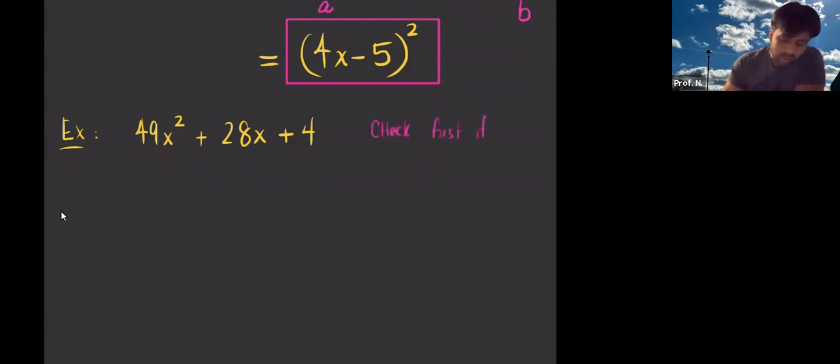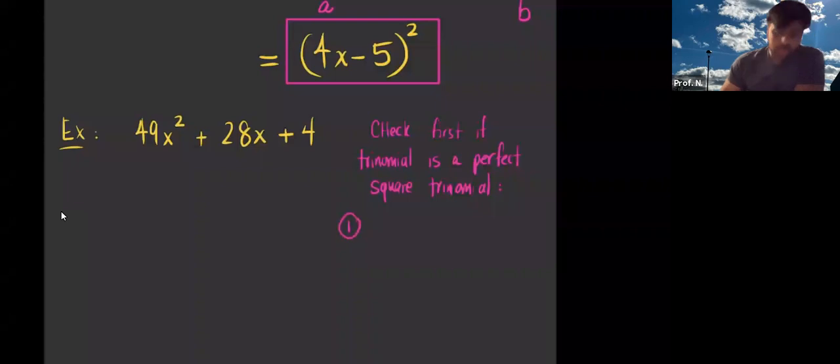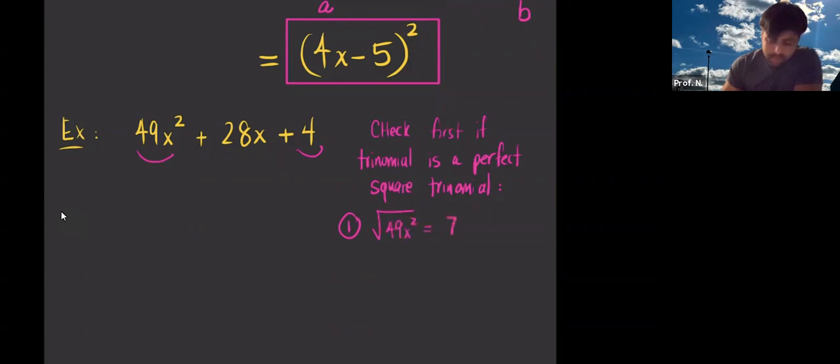Check first if the trinomial is a perfect square trinomial or not. So it's like a checklist. The first step, are both the first term and the last term perfect squares? Well, obviously 49 is 7 squared. So the square root of 49x squared becomes 7x, right?